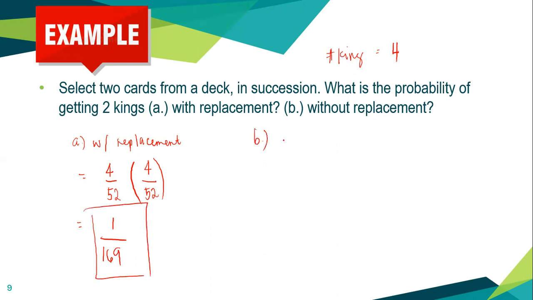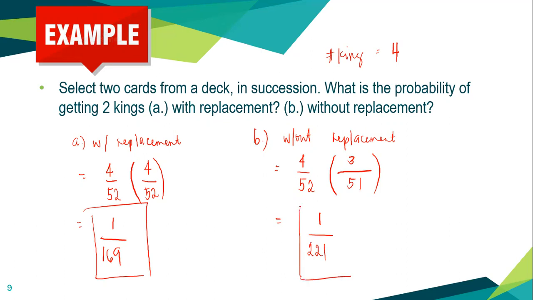Then for letter B, without replacement, it means you did not return it. After drawing, you don't put it back. If in your first draw you got a king, we have 4/52, and you did not return the king you drew. How many kings are left? Only 3, because you already drew one. Then how many cards are left? Only 51, because the deck was reduced by one from your first draw. And 4/52 times 3/51 is equal to 1/221. And that is your answer for letter B. So that is the difference between with replacement and without replacement. And that concludes our discussion for multiplication rule in probability.